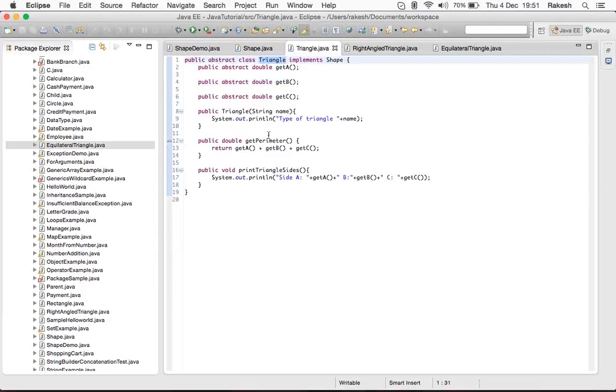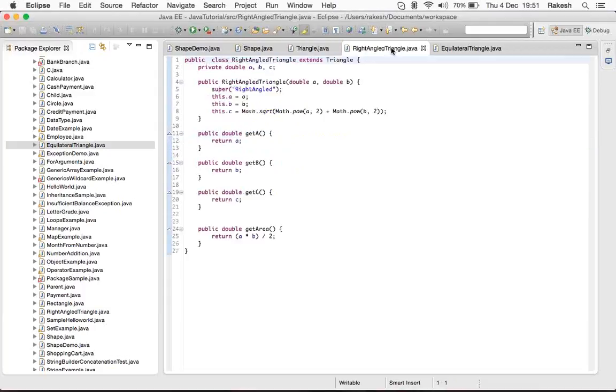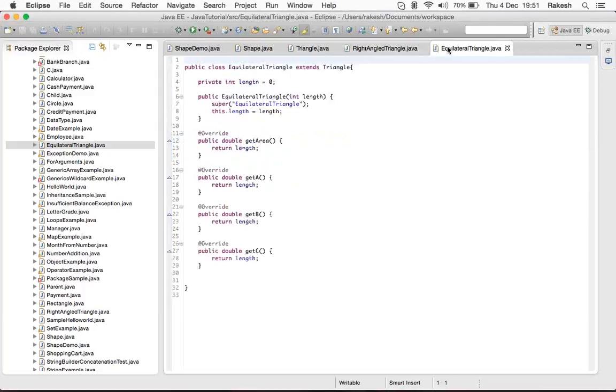So the way to calculate the perimeter is the sum of three sides: side A, side B, side C. So that's the common formula to calculate the perimeter of a right angle triangle and also an equilateral triangle. Okay. Now what about area?